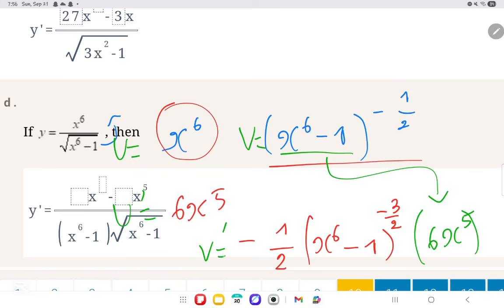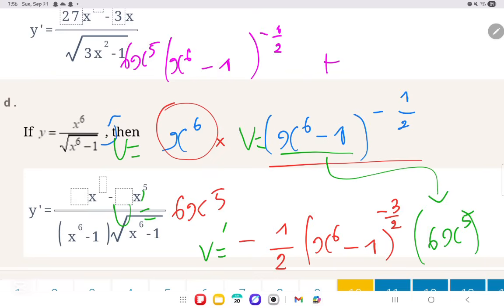Now, what did we say? When two are multiplied with each other, what do we do to them? We will do u prime v plus v prime u. I think this way is much easier, in my opinion. So what do we take? We will first of all take u prime and multiply it by v, right? So it's going to be 6x5 times x to the power of 6 minus 1 to the power of minus 1 over 2 plus v prime u.